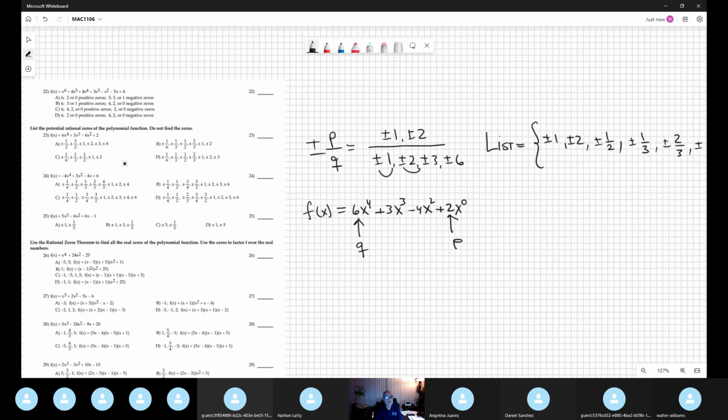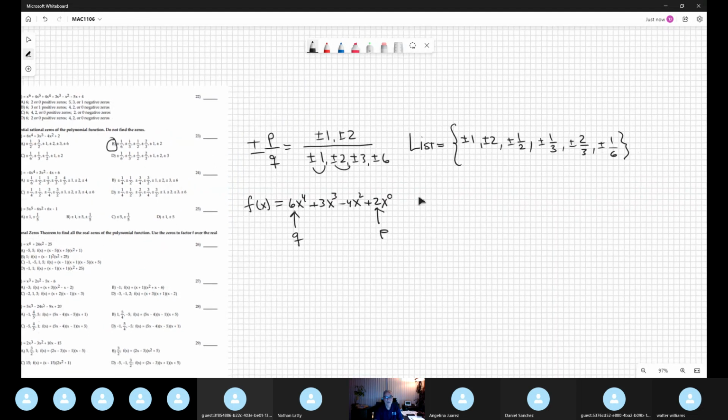Look at that. Not necessarily in the same order. We did it differently, but it's the same list. It's the same elements, no? Cool. 1/6, 1/3, 1/2, 2/3, 1 whole number, and 2 whole number.